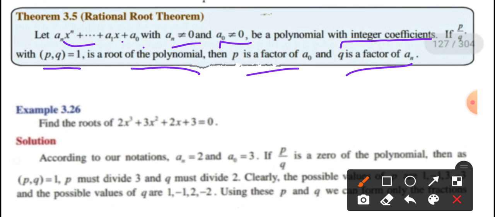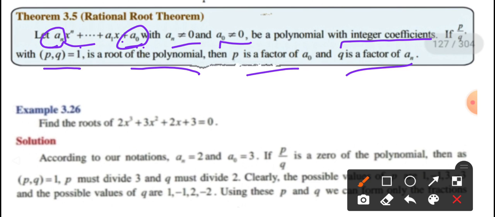Once again, listen. The given polynomial equation is in the form a_n x^n + a_(n-1) x^(n-1) + ... + a_1 x + a_0. Here a_n, the coefficient of x^n, is not equal to 0, and the last term, the constant term a_0, is also not equal to 0. It is a polynomial with integer coefficients, so all the coefficients are integers.